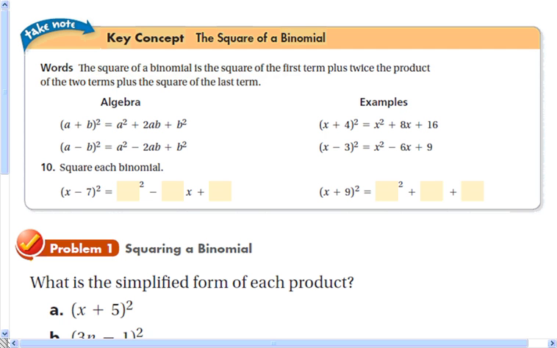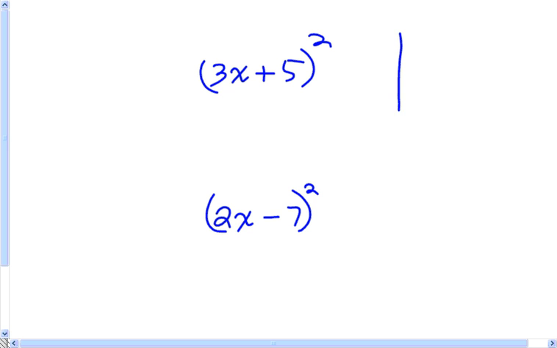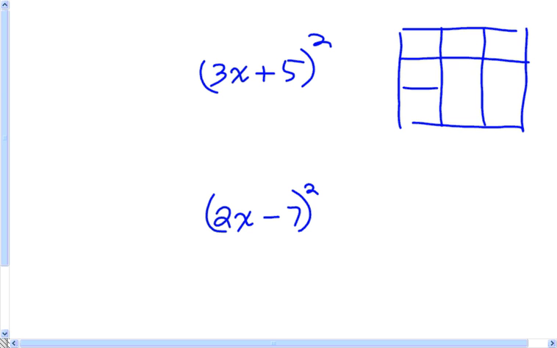All right, here's an example, key concept. We're going to learn how to square binomials, and let me give you a quick example of what's going on here. Let's say we have something like 3x plus 5, and we want to square it. Or maybe we have something like 2x minus 7, and we want to square that. Well, using our times table, what we really have is 3x plus 5 and 3x plus 5.